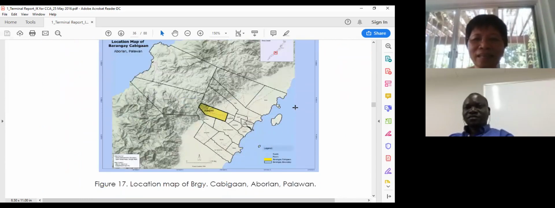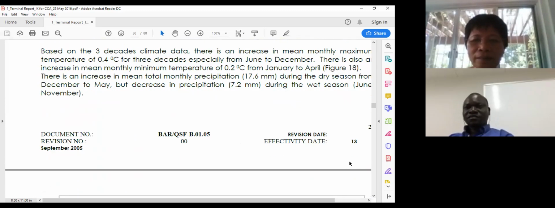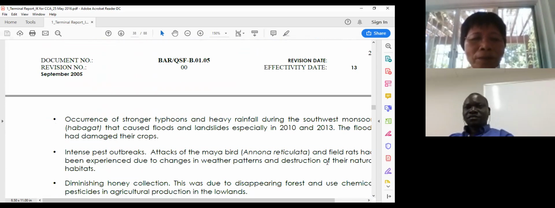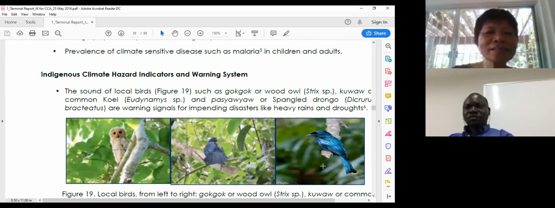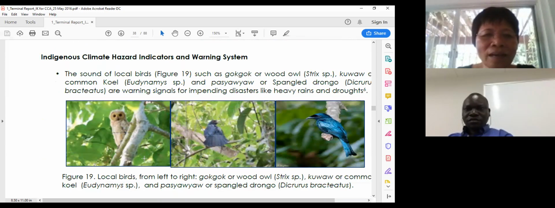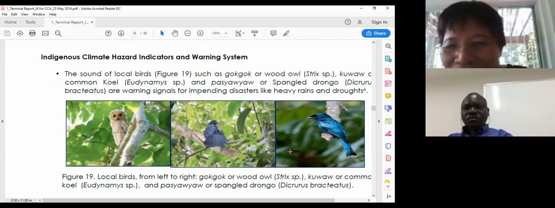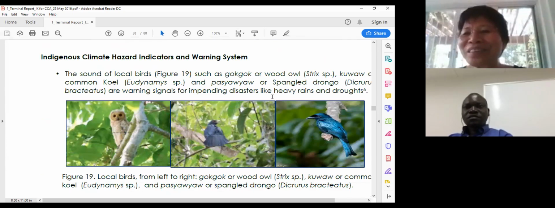Okay, this is the GIS map that we use, right? There's more. We do that for everyone. In another tribe in Tagbanwa, it's in Palawan. These are some of the local birds that are found in that area. I'm not so sure how they are using it. They said that if there is a sound of local birds, such as the gok-gok or wood owl, and pasayaw, it's a warning signal for impending disasters like heavy rains. Just like I showed you the bird a while ago, if they see these birds around, they said there will be heavy rains and disaster. So they are very keen to their nature. That's how they do it.